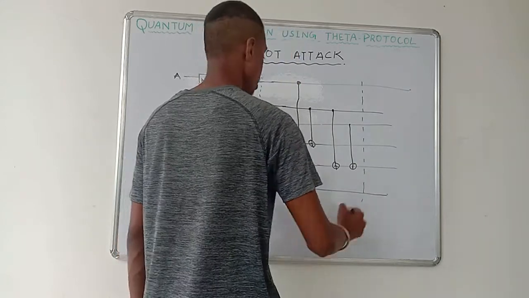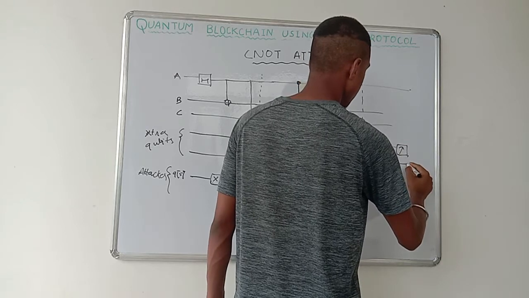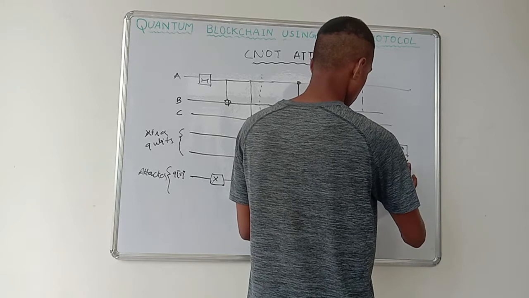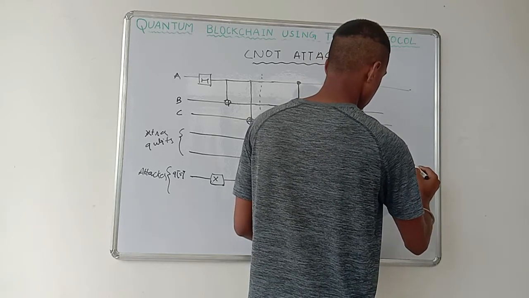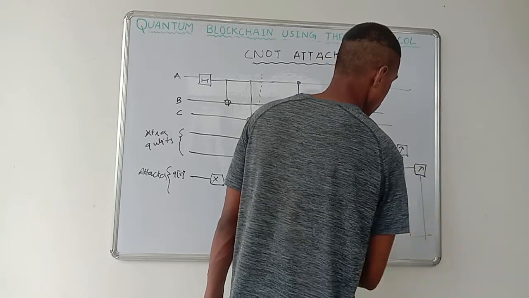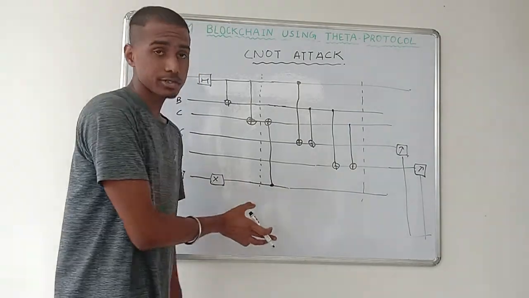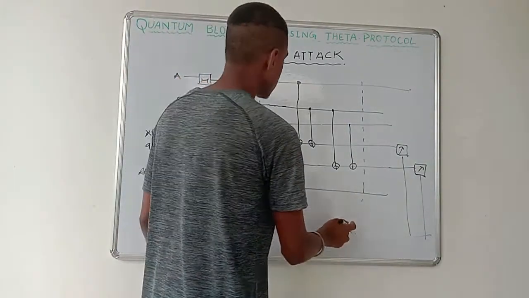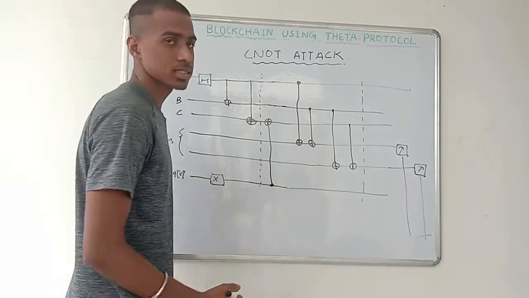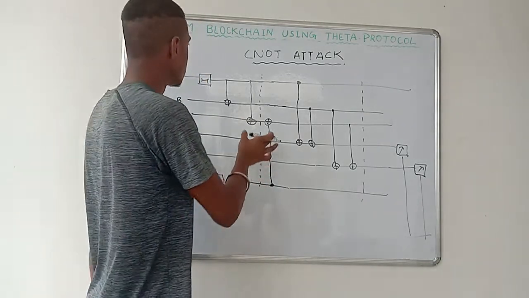By measuring these two extra qubits, these two ancilla qubits, in the Z basis, we get to know whether our system is secured or whether it is being attacked with CNOT or not. The result of this explanation will be continued in the next lecture, which includes the circuit realization of the CNOT attack.